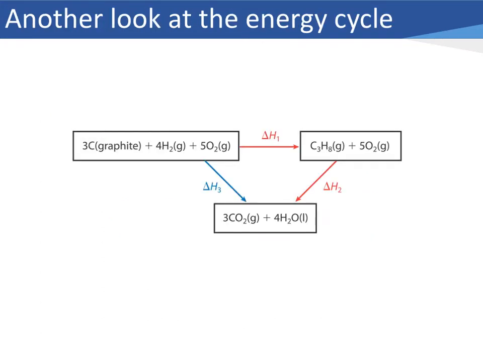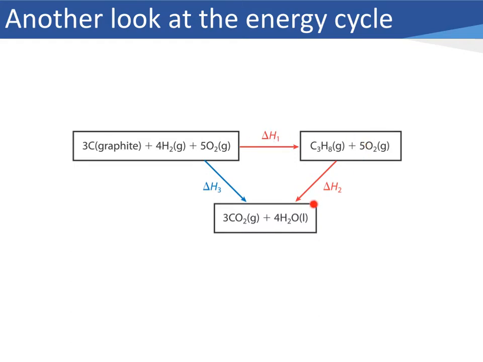Now let's look at it in a little bit different perspective. Let's look at it from sort of a graphical perspective. Taking the elements and reacting, if you will, to form propane and oxygen, that is delta H1. Taking the propane and the oxygen and burning them, I get carbon dioxide and water, that is delta H2. And so that means if the elements are combined in their elemental standard state form to form the products of this combustion, that would be delta H3.